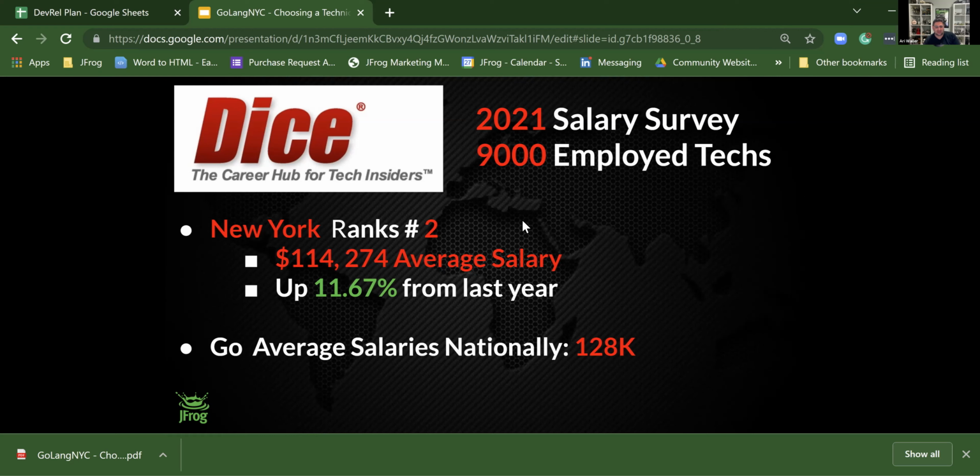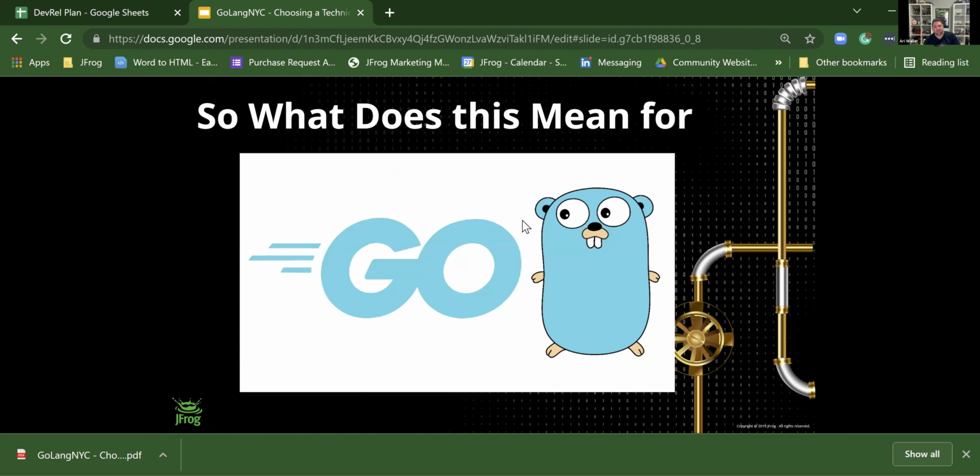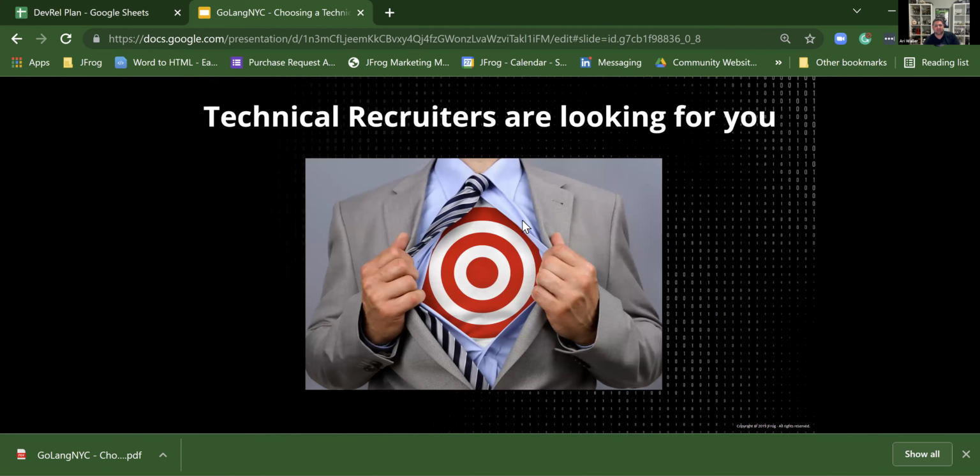So I wanted to share that for you, because the question is, what does this mean for Go developers, and what does this make you in the marketplace? And what that does is that puts a huge target on your chest, and technical recruiters are looking for you. And I probably am not sharing anything you don't know.